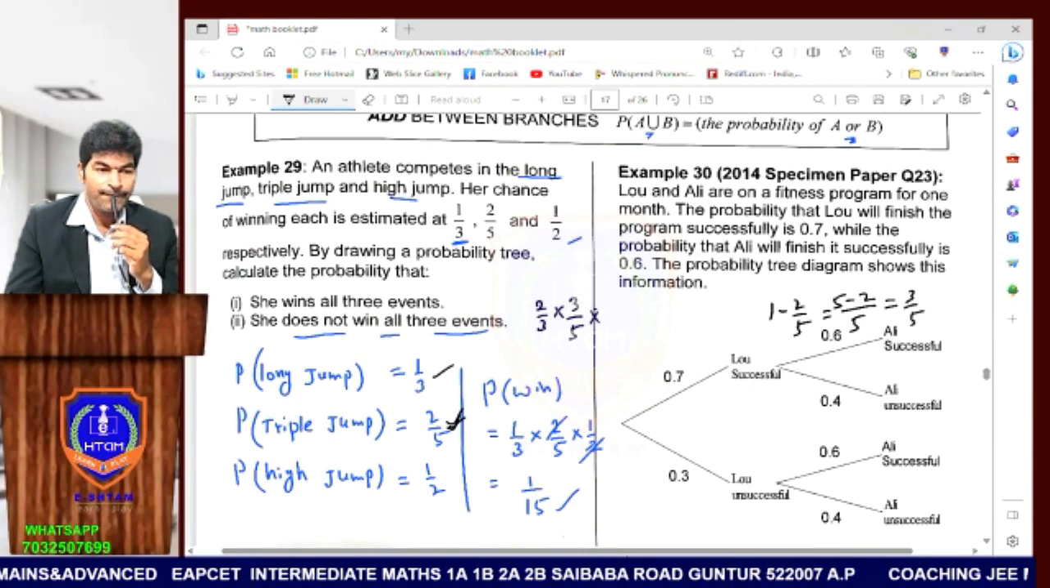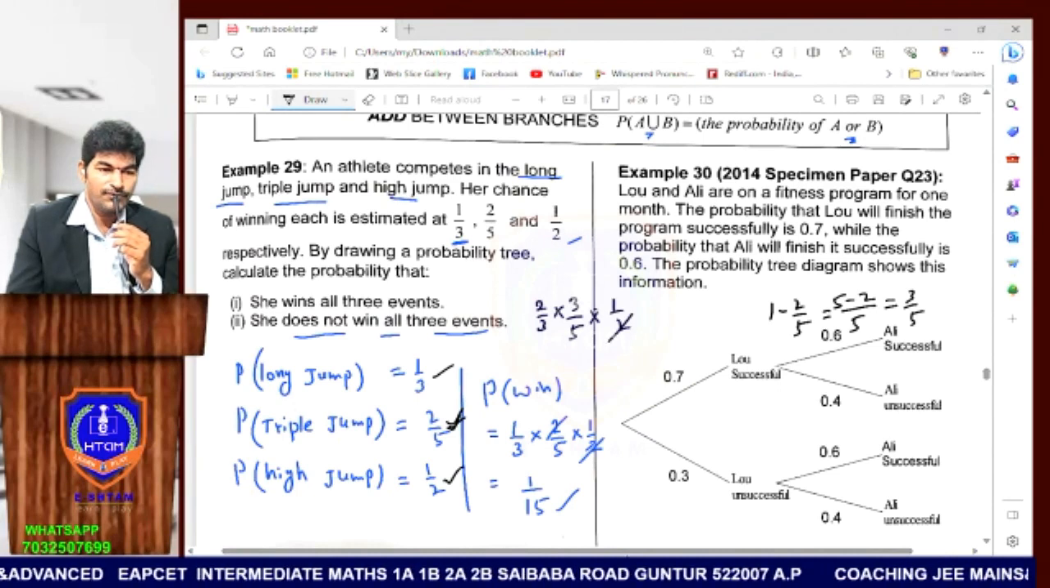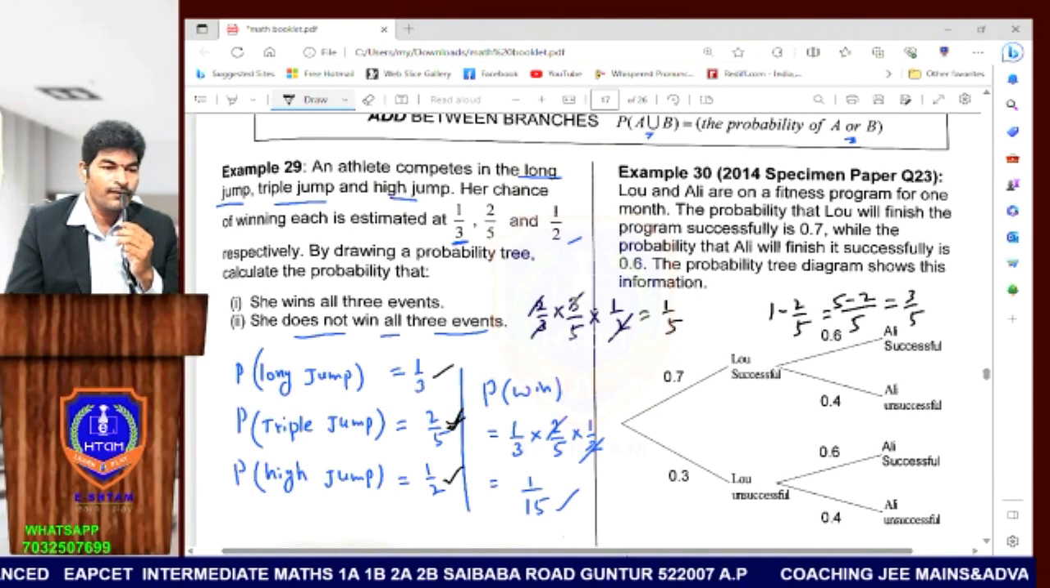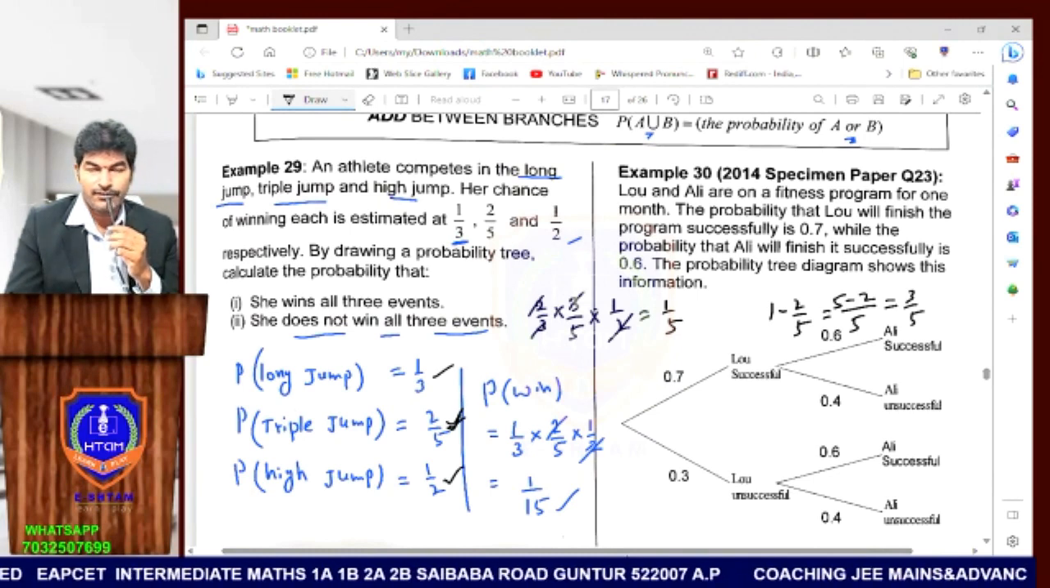Okay. And what is the complement of this 1/2? 1/2, same. 2 got cancelled, 3 got cancelled. So she will fail with 1/5, that probability. Not win all the three times.